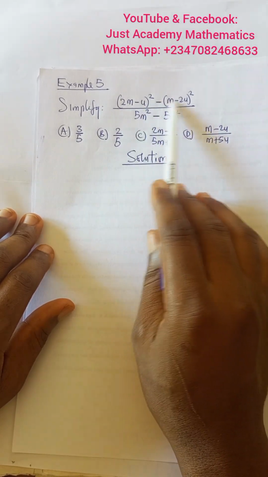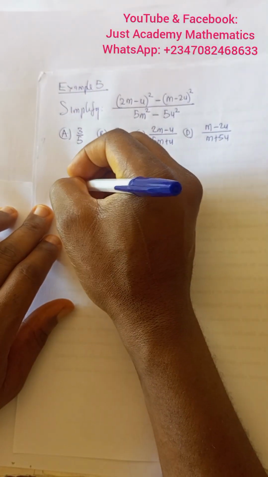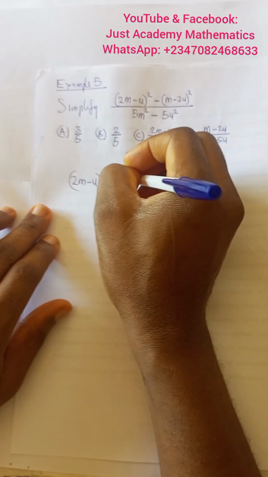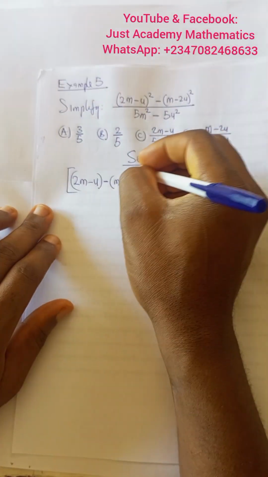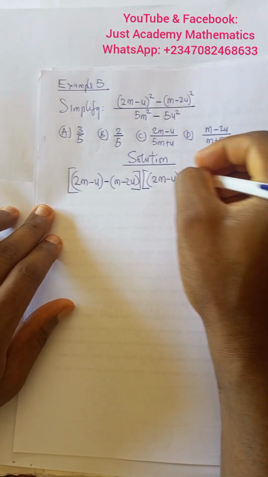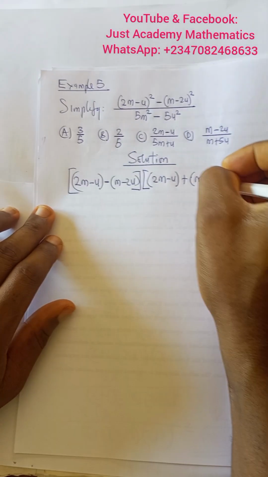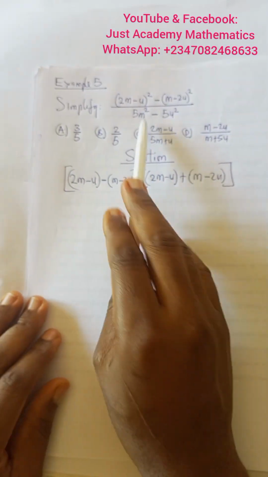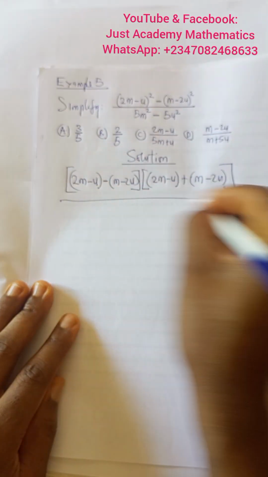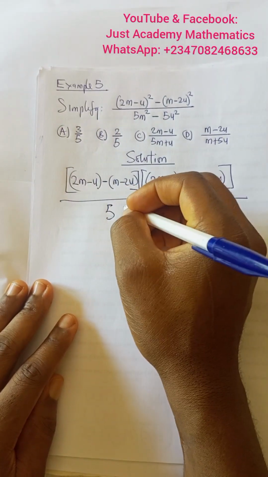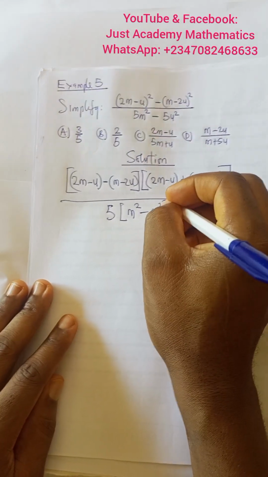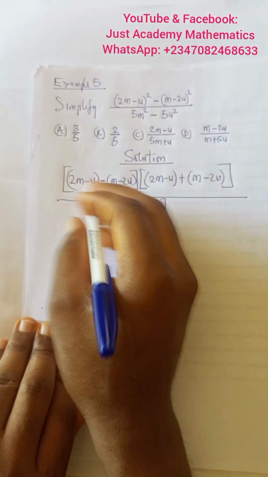If we apply difference of two squares here, we are going to get (2m minus u minus (m minus 2u)). That is the first bracket. Then we have (2m minus u plus (m minus 2u)). That is by direct application of difference of two squares. Then for the denominator, just bring out 5. If you bring out 5, we are left with m square minus u square, which is yet another difference of two squares. But let's expand this and see what happens.